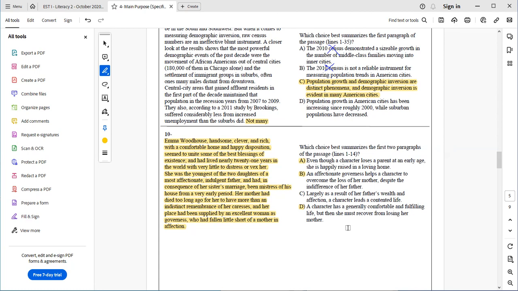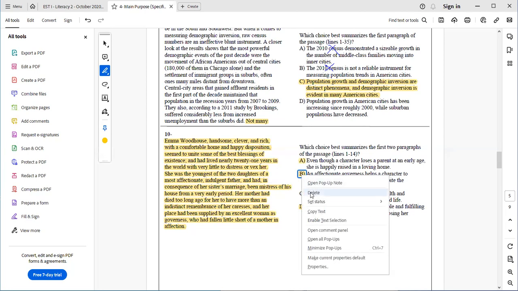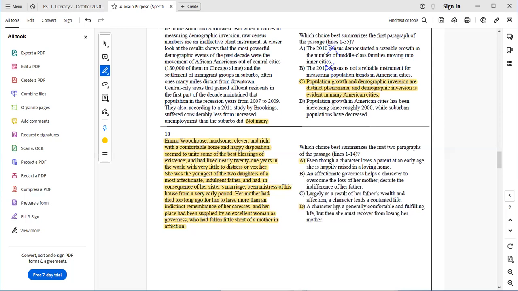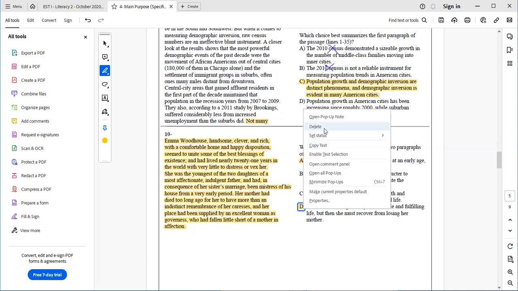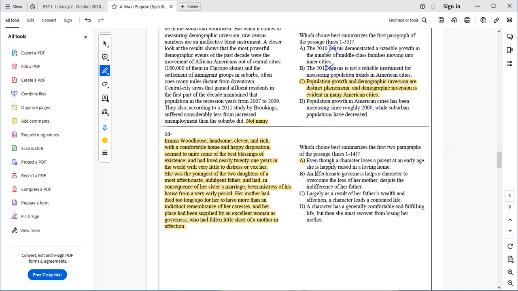Hala, are you going to keep your answer? A. So Hala, change from B to A. Yusuf, are you going to keep your answer? A also. So all of you agree that it's A. Let's find. He said, even though a character loses a parent, yes, she lost her mother at an early age, she is happily raised in a loving home. Yes, he said nothing annoyed her. 21 years with nothing to annoy her. So the answer is A.